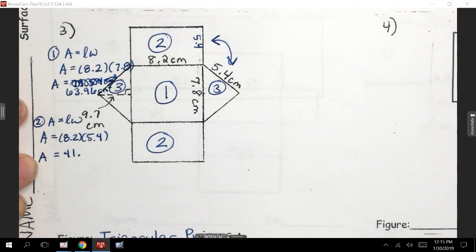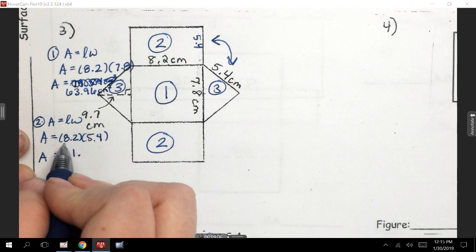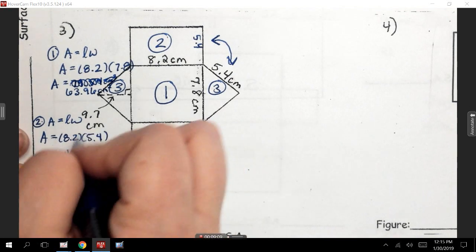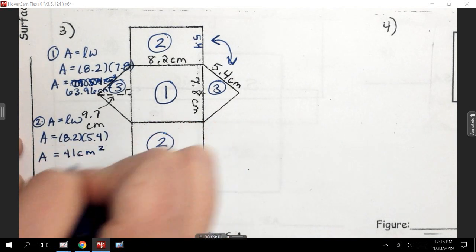Okay, there we go. Is that good now? Frank, double check me on that too, okay? And then on the bottom, 8.2 times 5.4 gives me just 41 centimeters squared.